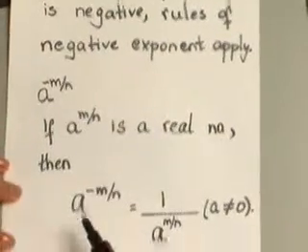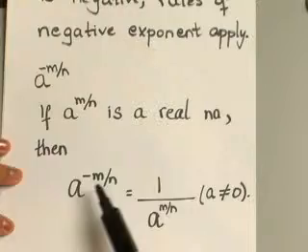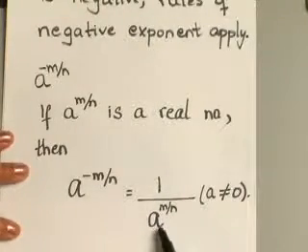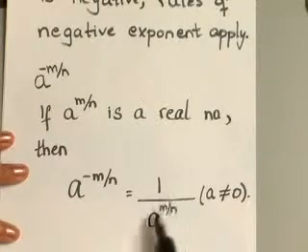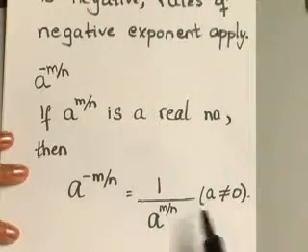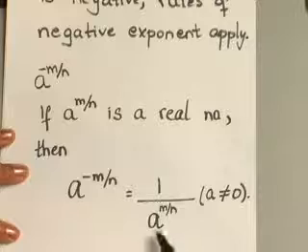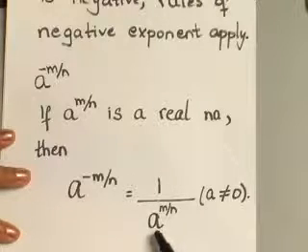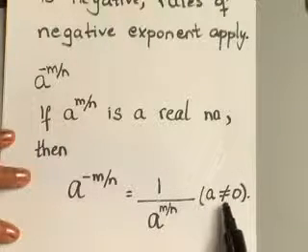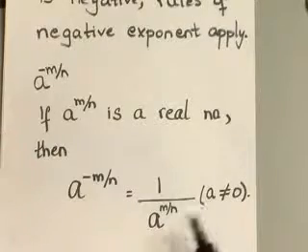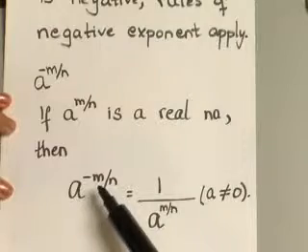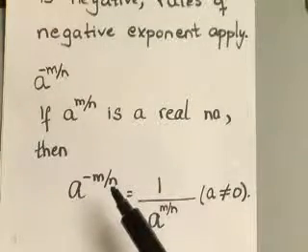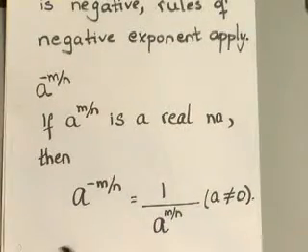real number, then all you have to do is take the negative exponent, and to make it positive, put it in the denominator. So a to the negative m over n will become 1 over a to the m over n, and make sure a does not equal 0, because you cannot divide by 0, so it's important that a is a non-zero number. So just to work with these negative exponents, let's take a look at a couple examples and see how to evaluate those expressions.